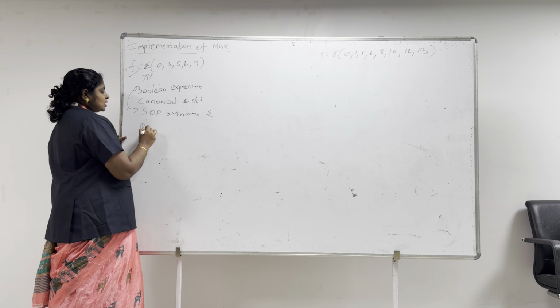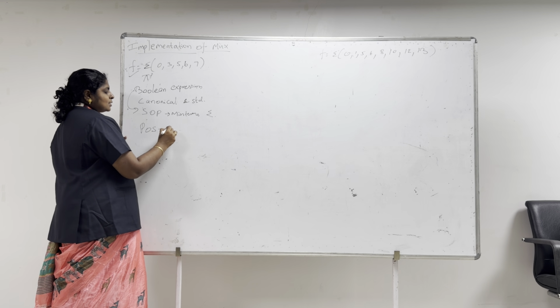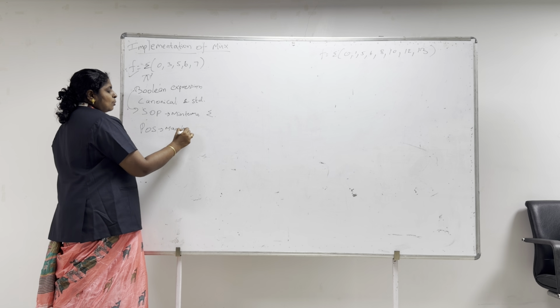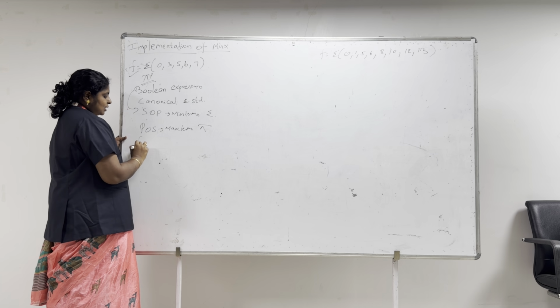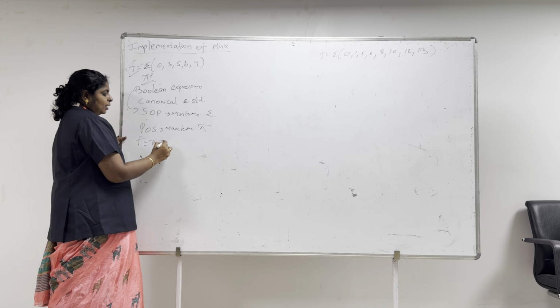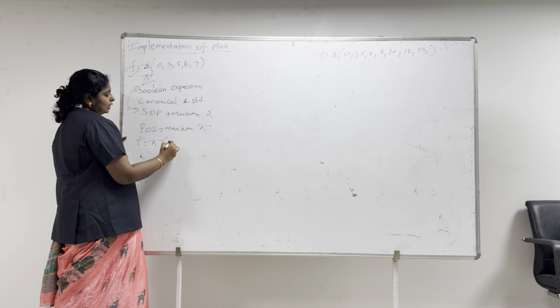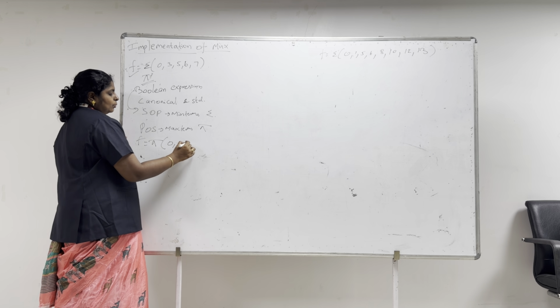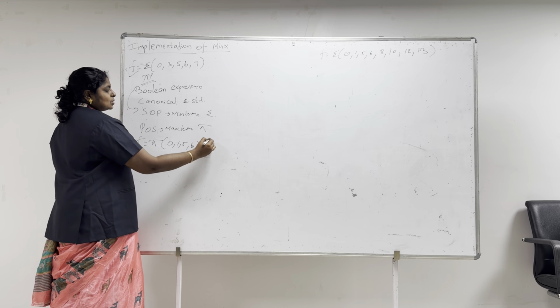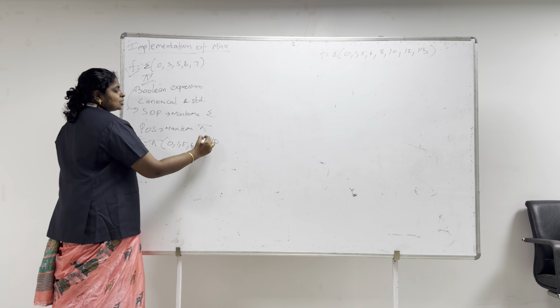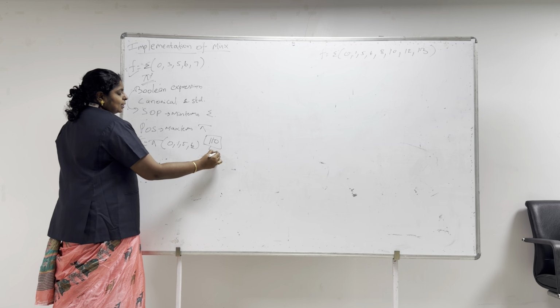Similarly, you have another concept called POS. POS is mentioned as max terms, which is represented here as pi. So whenever the question is given in the form of pi, for example, pi of 0, 1, 5, 6, the maximum number is 6, whose binary representation is 110, which is nothing but 3 bits.